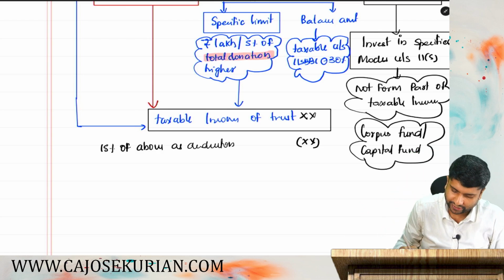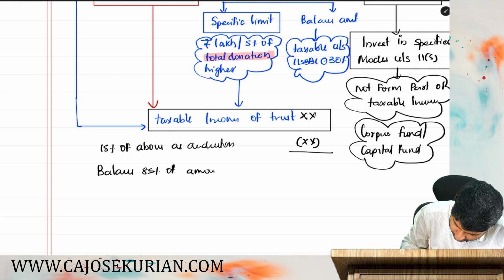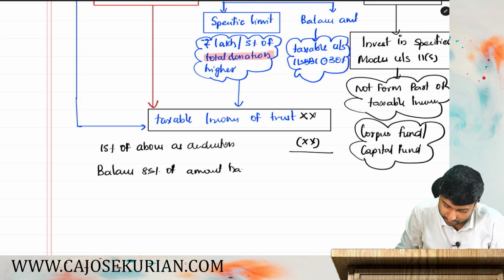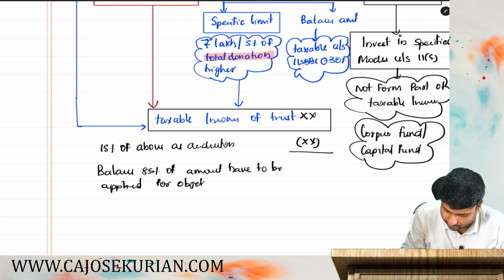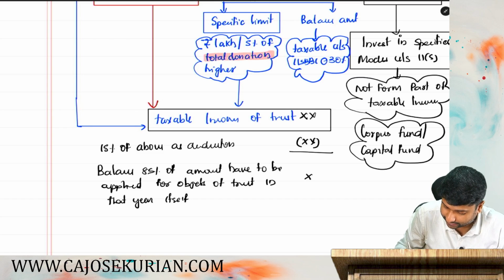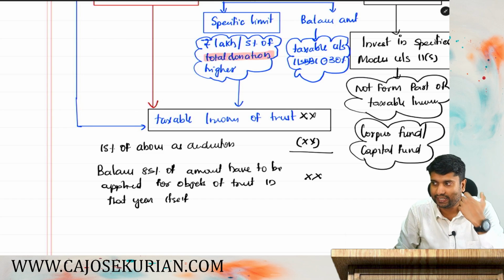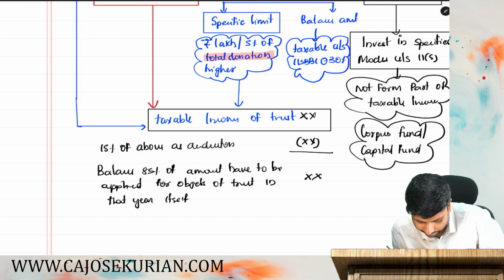Are you with me? So, we can write the balance 85% of amount has to be applied for objects of trust in that year itself. So, the balance 85% of the income has to be applied for the objects of the trust in the respective year itself. Are you all with me?